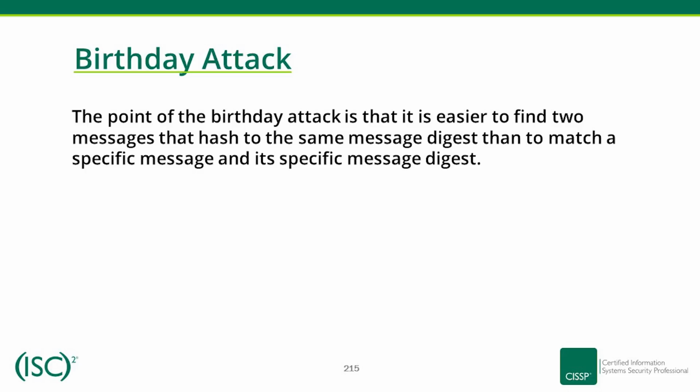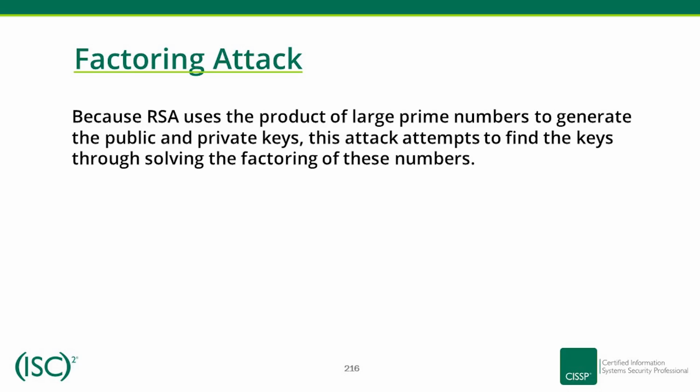Birthday attack. The point of the birthday attack is that it is easier to find two messages that hash to the same message digest than to match a specific message and its specific message digest. Factoring attack. Because RSA uses the product of large prime numbers to generate the public and private keys, this attack attempts to find the keys by solving the factoring of these numbers.